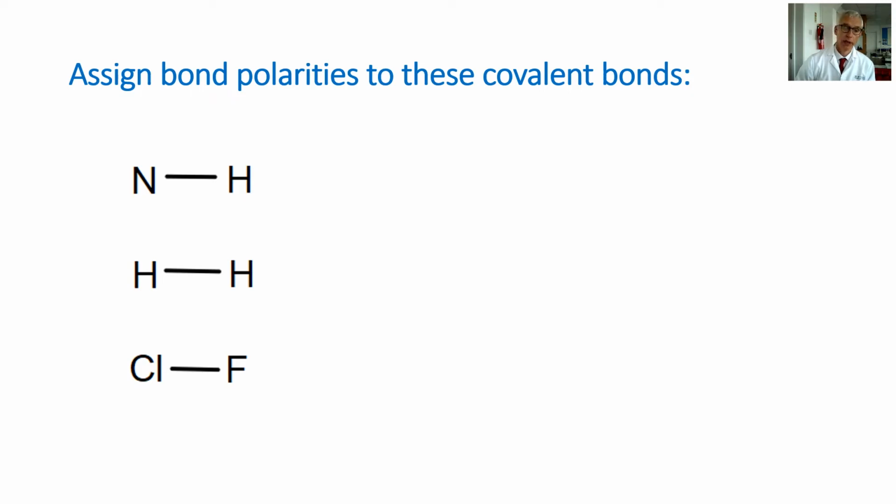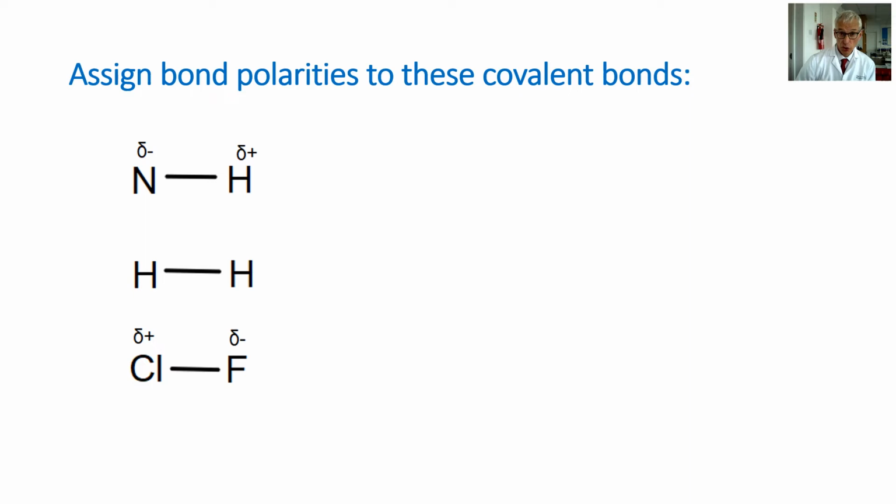So nitrogen is more electronegative than hydrogen, because nitrogen is much closer to fluorine than hydrogen in the periodic table. So delta minus for nitrogen, delta plus for hydrogen. If we look at chlorine and fluorine, well, chlorine can't be closer to fluorine than fluorine itself. So fluorine is more electronegative than chlorine, so delta plus, delta minus, as I have drawn here.